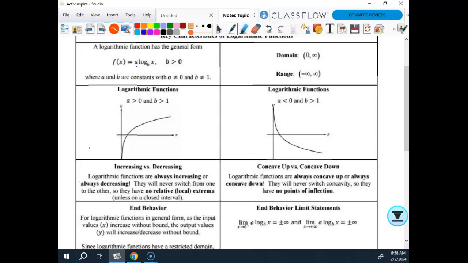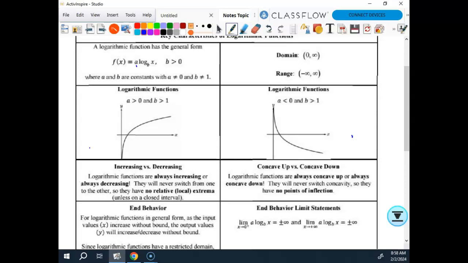So if A is less than 0, so if A is negative, then when I have a negative out front right here with these functions, that means it's a reflection, and it would be a reflection in x because it doesn't touch the x, right? So that's what this is here. This is just a reflection of that one in the x-axis.